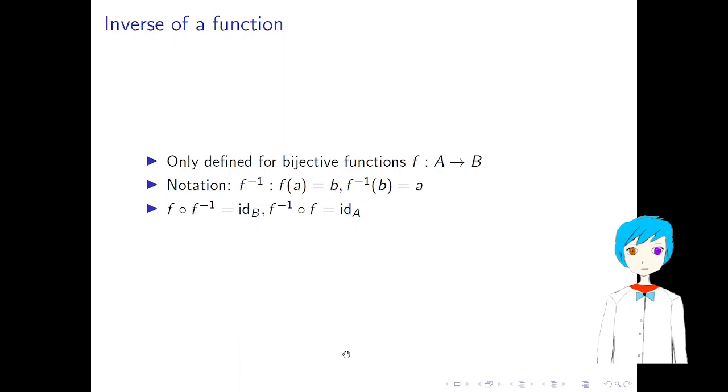Specifically, the composition of f and f inverse is the identity function of the set B, which means the identity function of B at x equals x for all x in B. The composition of f inverse and f is the identity function of the set A. Note that if A does not equal B, then ID_A does not equal ID_B.